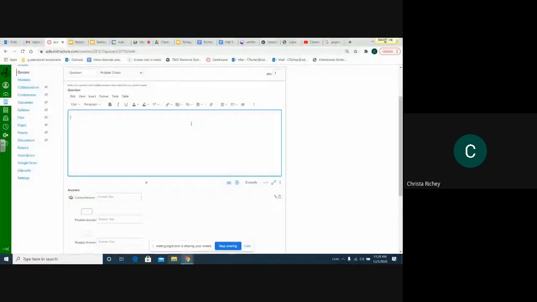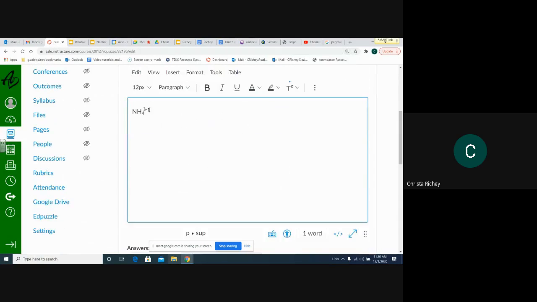For online. Okay, so in your Canvas, do you guys have this button? For your answer thing, do you see this T? Do you see it? Okay, so watch. If I do NH4 plus 1, you would highlight this. That makes it a subscript. To make this a superscript, that makes it a superscript. I know it's hard. I don't know if I can make my screen bigger. Oh, I can.